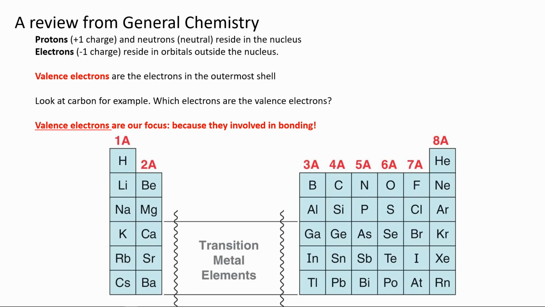So a review from general chemistry. When we look here at the periodic table, we have different groups, and the groups are going to give us information about each of these atoms. The largest piece of information that the groups give us, or the column that they're going to give us, is the number of valence electrons. The valence electrons are going to be the electrons that are found in the outermost shell of the atom.